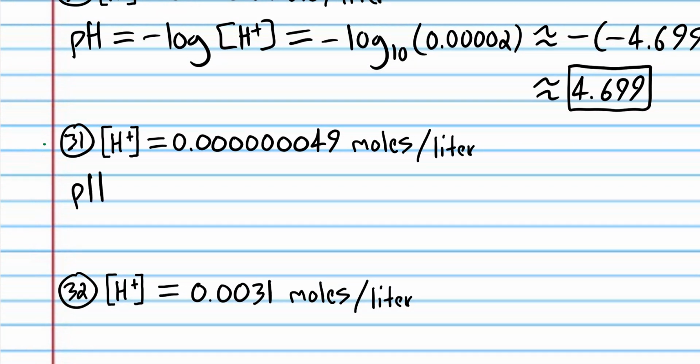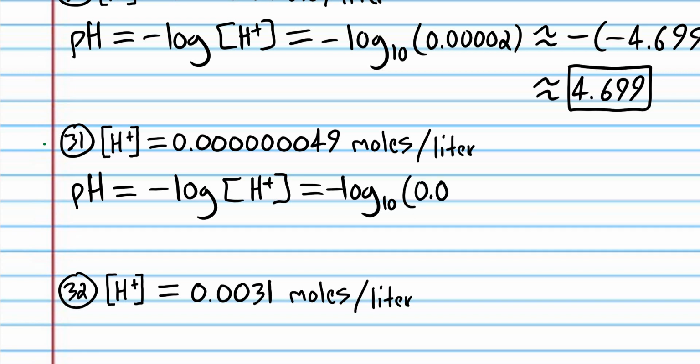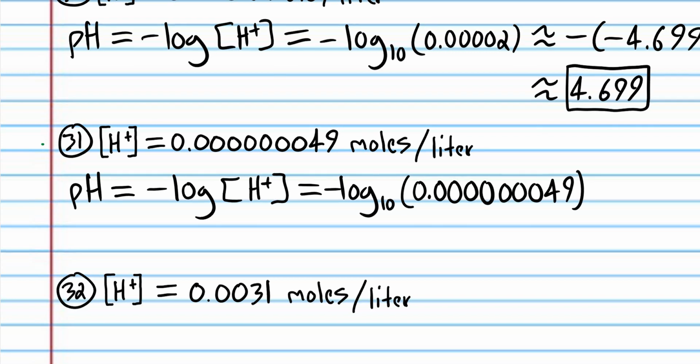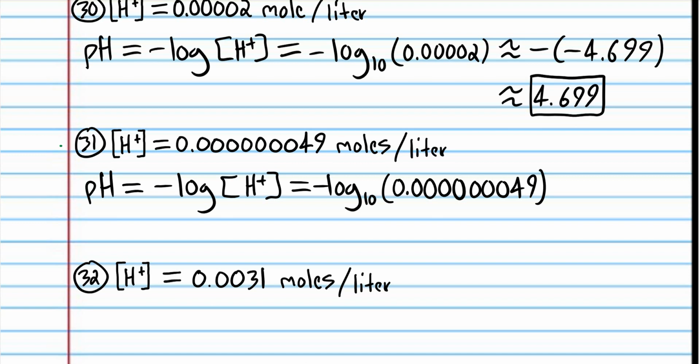So again, pH is defined as the negative log of the hydrogen concentration. And if you don't see any base on the logarithm, it's assumed to be base 10. And the hydrogen ion concentration is 0.000000049. So I'm going to enter that in my calculator: 0.0000000 and then 49, and then log base 10.